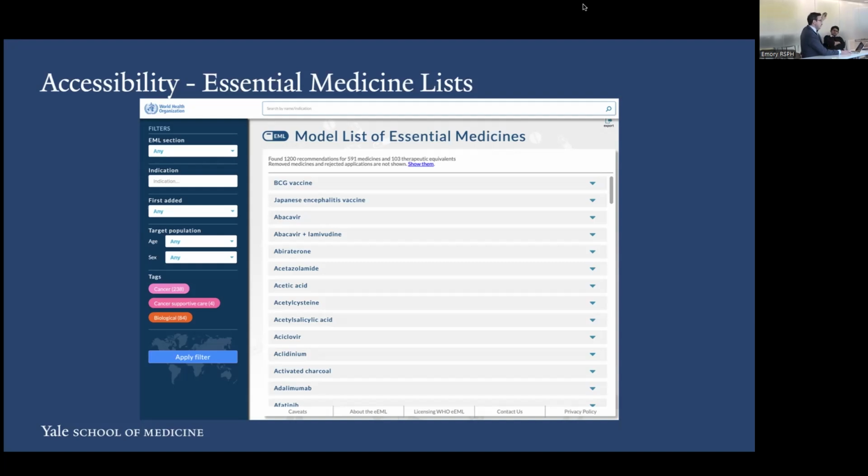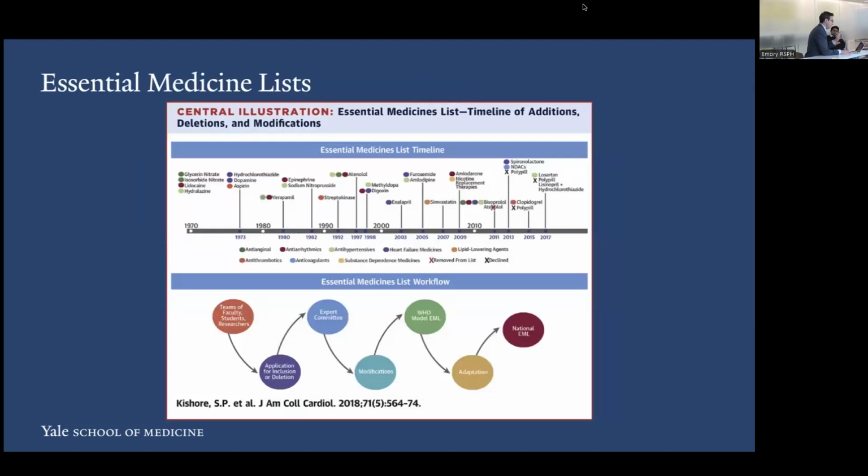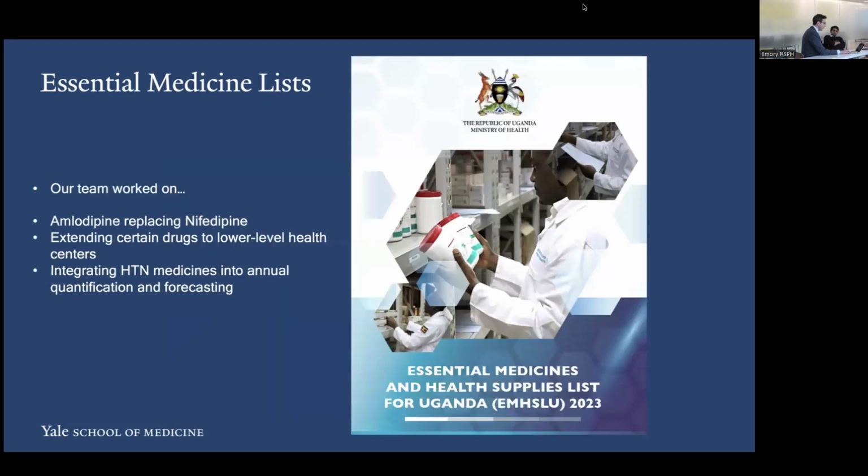Where that all begins, though, is with the model EML. There's a model EML put out by WHO, and I show that to say that there are a lot of opportunities for modernizing and updating the EML. A close colleague, Sunny Kishore, who Ben Ken and I know, has done a lot of work on modernizing the model EML to include newer medicines for cardiovascular disease. So it's a huge area of impact. And then we've had the opportunity in the Ugandan context to think about modernizing the national EML.